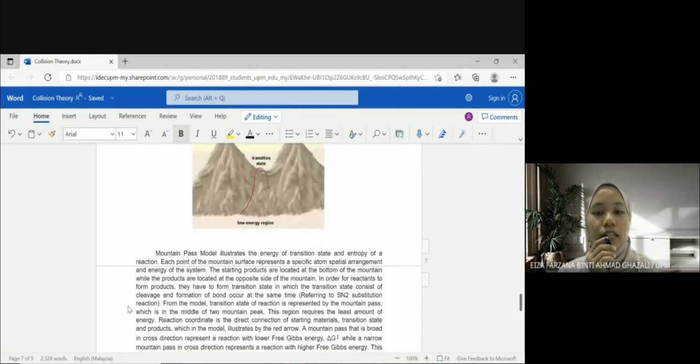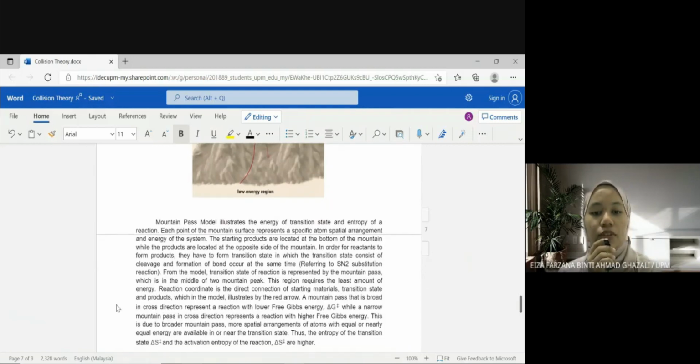This region requires the least amount of energy, and the reaction coordinate is the direct connection of starting materials, transition state and products, which is illustrated by the red arrow. So this is the reaction coordinate. The red arrow represents the reaction coordinate to illustrate the correlation between the reactants, transition state, and the products. A mountain pass that is broad in cross direction represents a reaction with lower free Gibbs energy, delta G double dagger, while a narrow mountain pass in cross direction represents a reaction with higher free Gibbs energy.